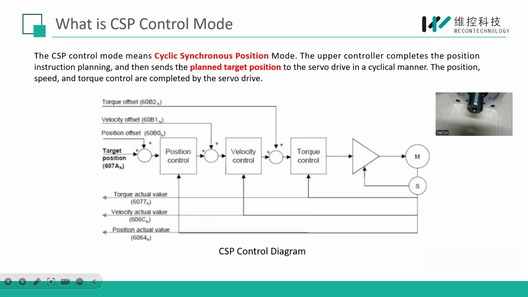This is the introduction about cyclic synchronous position mode. In this control mode, the upper controller PLC will calculate the target position and send the target position to the driver, and the driver will follow the command of the master and move. So the position calculation is completed by the controller, and the servo just follows the command of the controller to move.